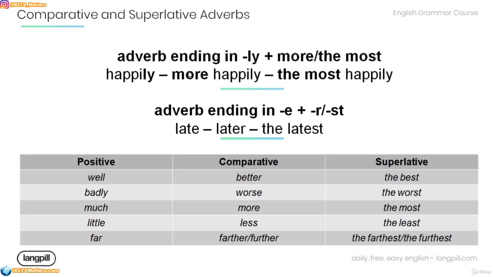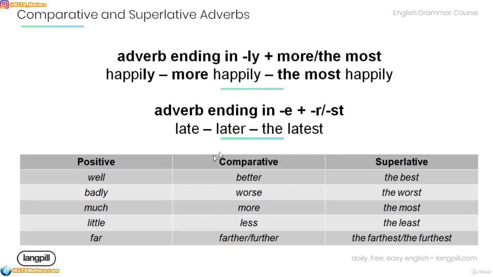Now when adverbs end in ly, we add more or the most to form the comparative or the superlative form. For example, happily, more happily, the most happily. And when adverbs end in e, we add r or st. For example, late, later, the latest.